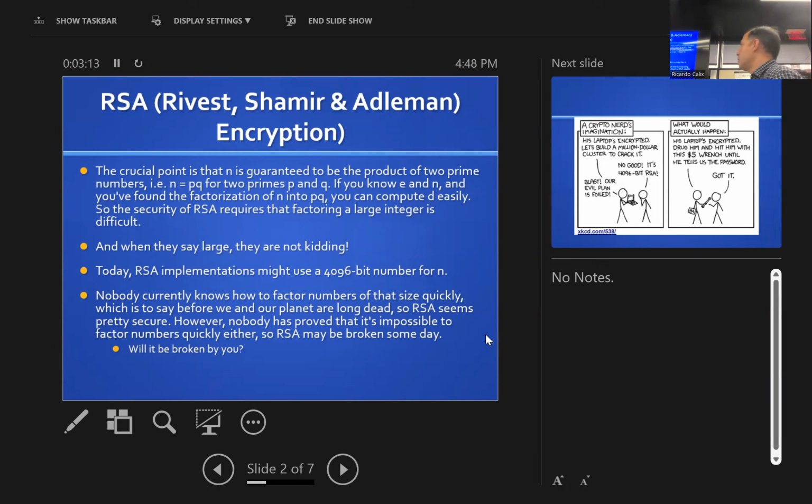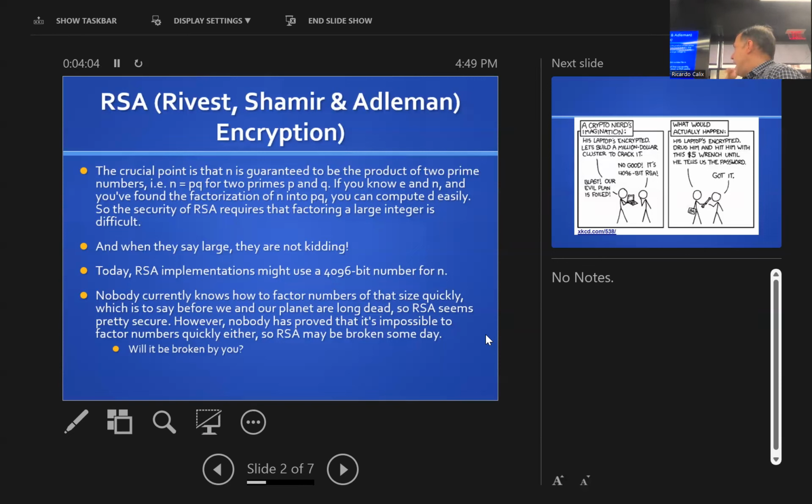So the security of RSA requires that factoring a large integer should be difficult or next to impossible, and it is, right? So the values are very large. Today, RSA implementations might use a 4096-bit number for N, so it's really large, okay? Nobody currently knows how to factor numbers of that size quickly, which is to say before we or the planet are long dead. So it takes a computer a very long time. As I will show you when we look at FactorDB, if these values are small, we can totally factor, and given N, it would basically give us P and Q. If we have P and Q, we know everything, okay?